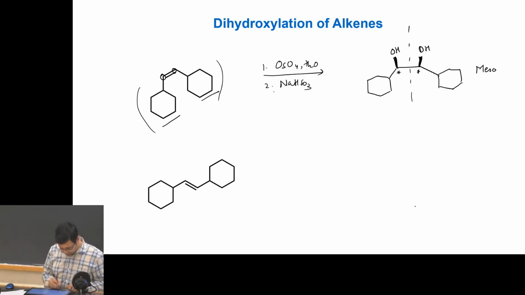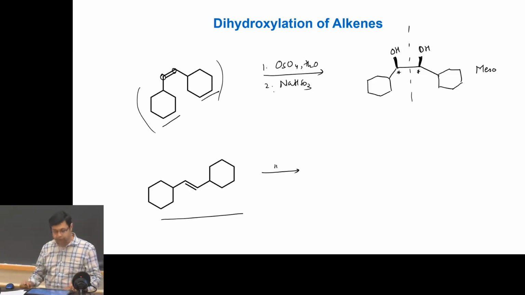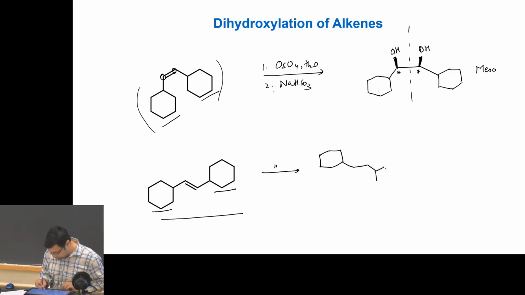Let's take a look at the bottom example. You're starting with a trans alkene, same reaction conditions. Because in a trans alkene, the alkyl groups are on the opposite side, in the product too, they will be on the opposite side. To the double bonded carbons, you want to add OHs on the same side.